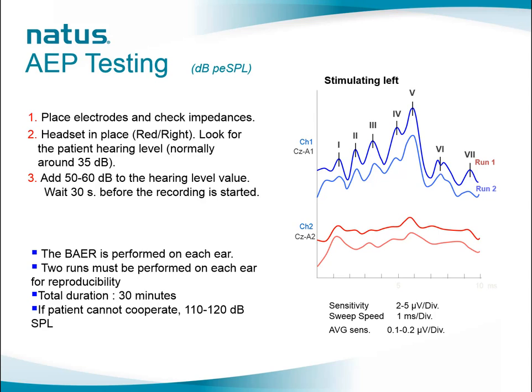What I describe right here is a test with a cooperative patient. If the patient cannot cooperate, just go for the ACNS guideline, apply between 110 and 120 decibels SPL, and then start averaging. You will get roughly the same responses.